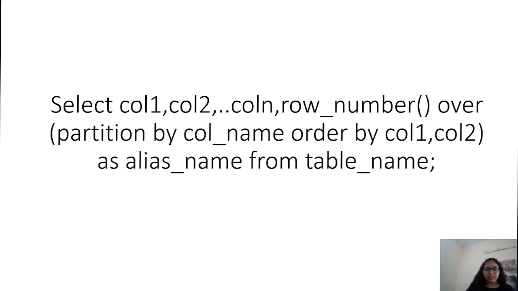After that you have the alias name for the row number, otherwise row number as it is will be displayed in the output, and if you provided the alias name, then that will be used. And then finally you have the table name. Let's move on to understanding with the help of an example.